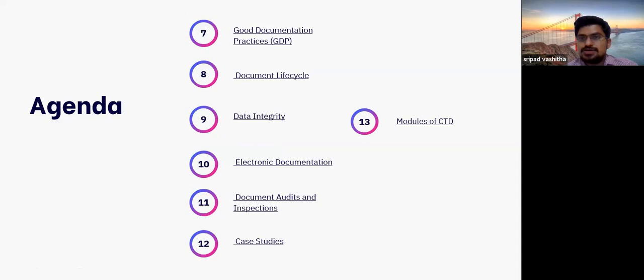And what is the life cycle for any document? What does data integrity mean? And what is electronic documentation? And document audits and inspection. How do you audit, or why is there a need for inspection? We'll try to understand and summarize all these with a couple of case studies. And then we will come to the last part, which is about modules of CTD.